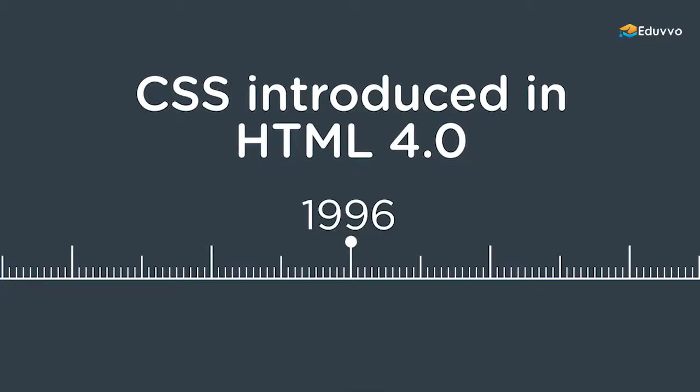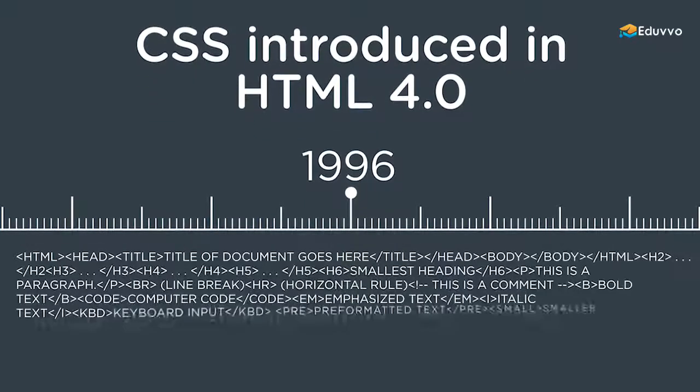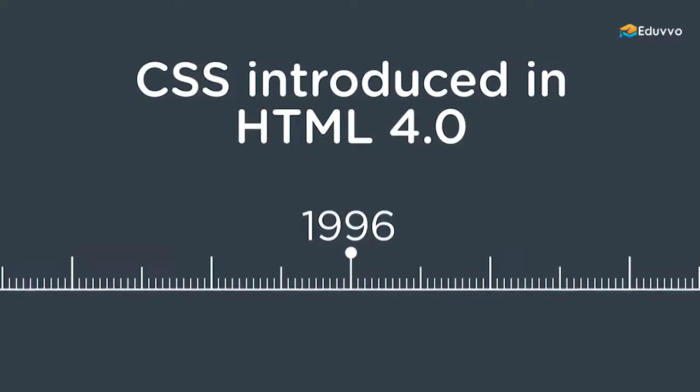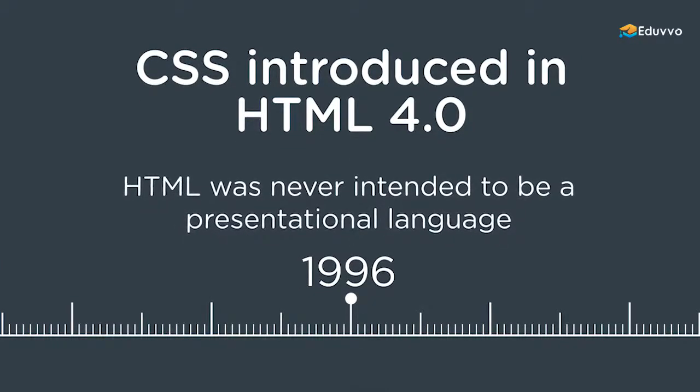to help solve some problems web developers were having at the time with HTML 3.2, which used many presentational tags and attributes. Because HTML was never intended to be a presentational language for formatting pages, it made it difficult and impractical to create websites where the content of each HTML page was separate from the presentation.